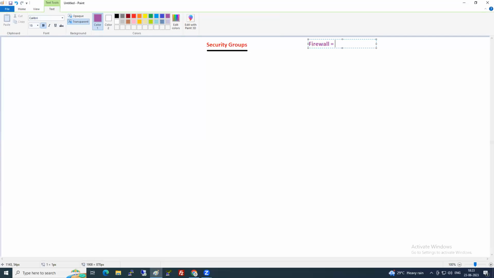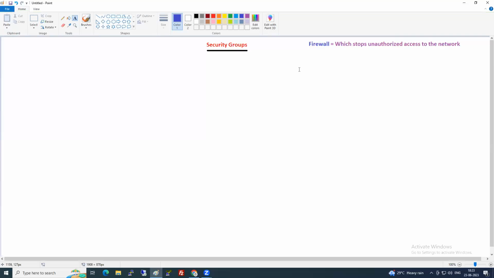Firewall, which stops unauthorized access to the network. Good. So guys, this firewall in EC2, we call it as security group. What is that? This firewall, we call it as a security group. What we should call? Security group.